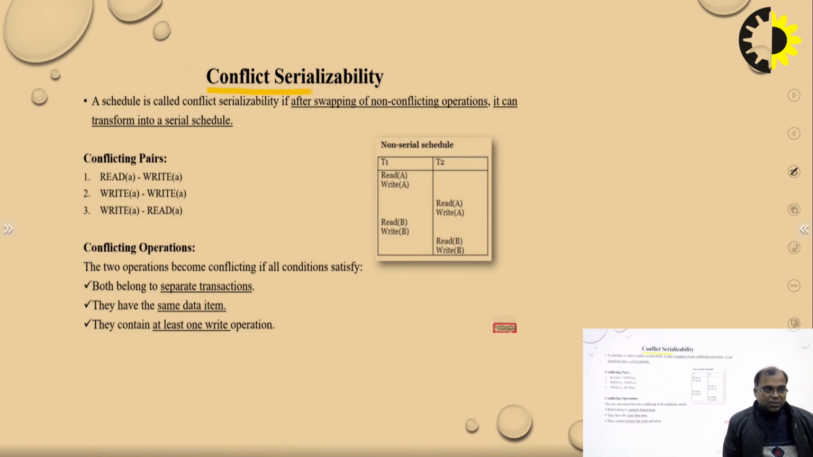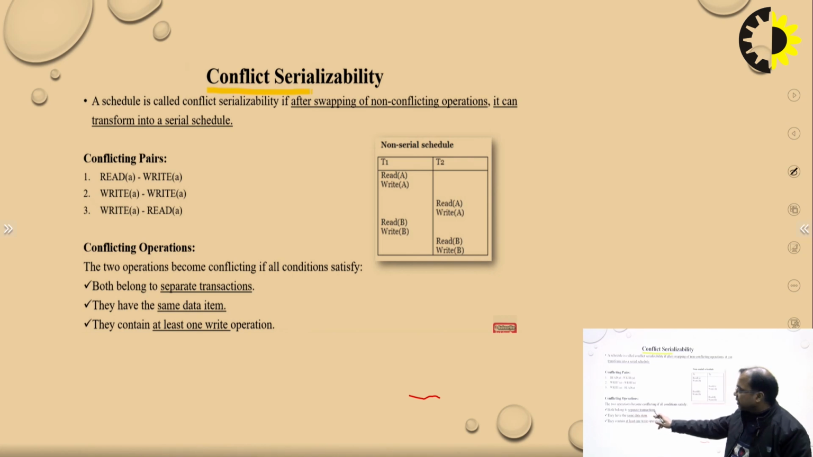Two operations conflict if all conditions are satisfied. The conditions are: both belong to separate transactions, T1 and T2. They work on the same data item. Clear? And they contain at least one write operation. These are the conflicting operations.